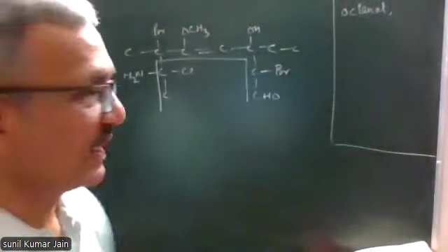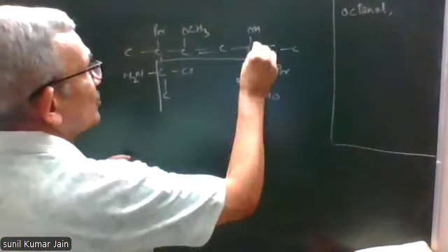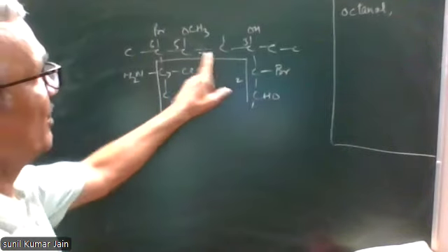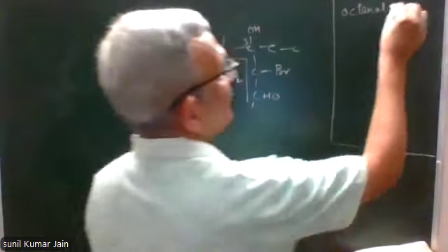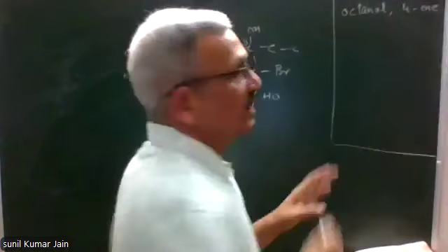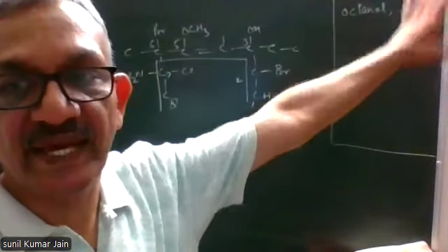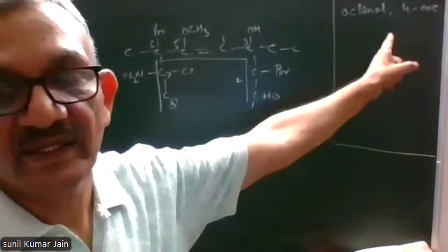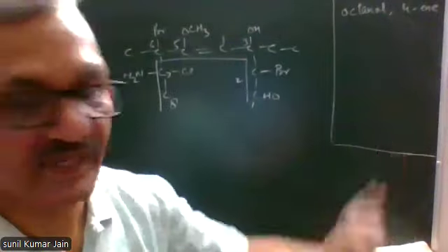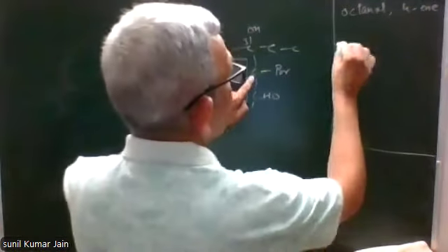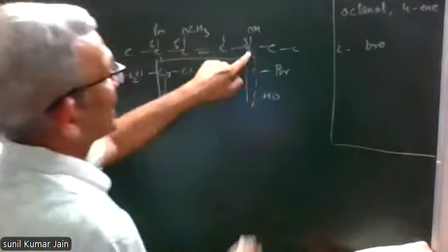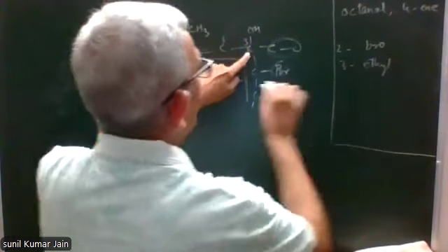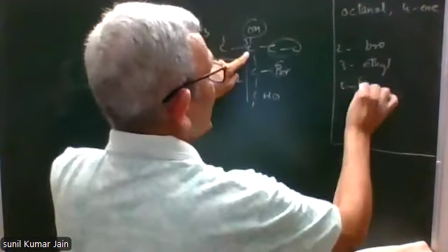Then multiple bond between carbon atoms. 1, 2, 3, 4, 5, 6, 7, 8. Double bond is between carbon number 4 and 5. So 4-ene. So these 3 things will be written at the end: octane, al, and 4-ene. Now, what else is left? At carbon number 2, bromo. At carbon number 3, ethyl. At carbon number 3, hydroxy.